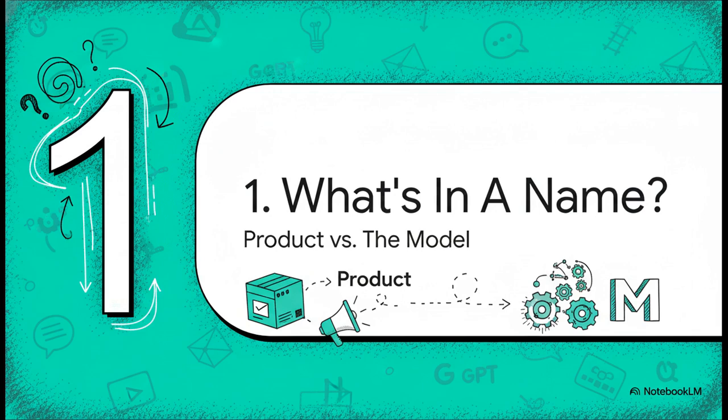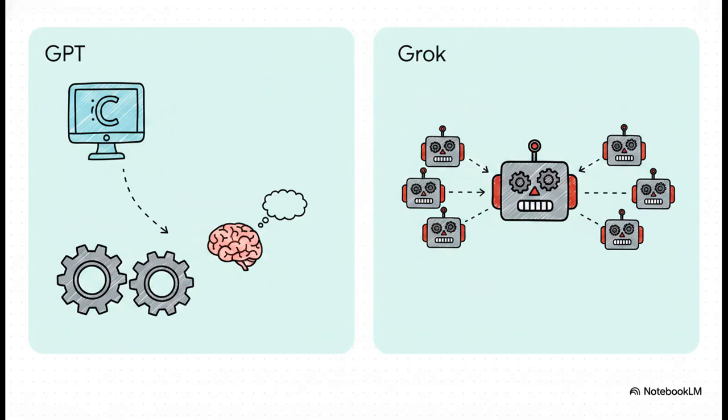First things first, we got to clear up some confusion around the names. Because honestly, it trips everyone up, but it also tells you a whole lot about each company's strategy. It really comes down to the product versus the actual model. Okay, let's break this down. You hear people say ChatGPT 5.4 all the time, but that's not quite right. ChatGPT is the product, the app you use. GPT 5.4 is the engine under the hood, and OpenAI even offers a separate thinking version for heavier reasoning.